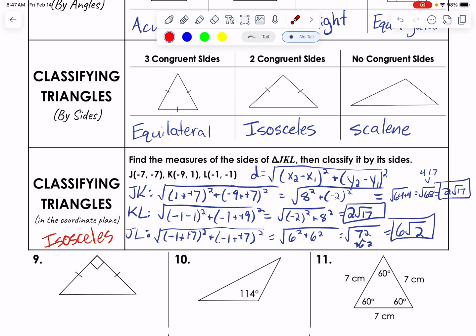So that, when we're confronted with the 3 coordinates, it's a lot of work. We got to do the distance formula 3 times to find the length of each side. But once we have those lengths, we can compare them and see which are the same, which are different, how many congruent sides we have. So 2 congruent sides makes it isosceles. If they were all the same number, it would be equilateral. And if they were all not the same number, then it's scalene.